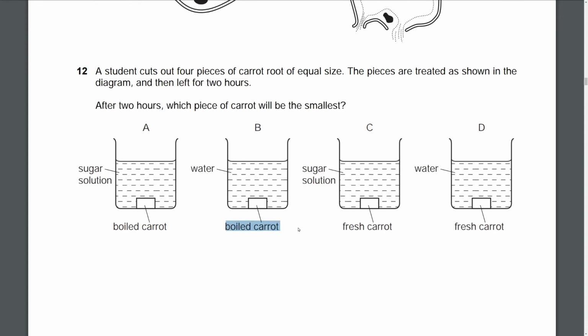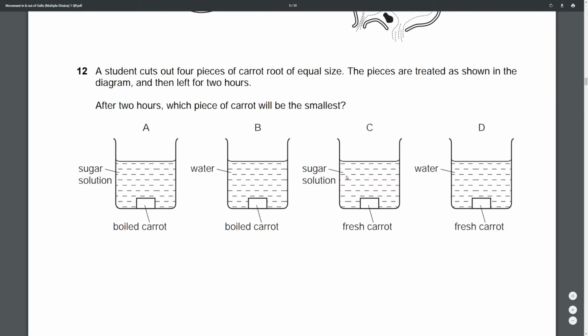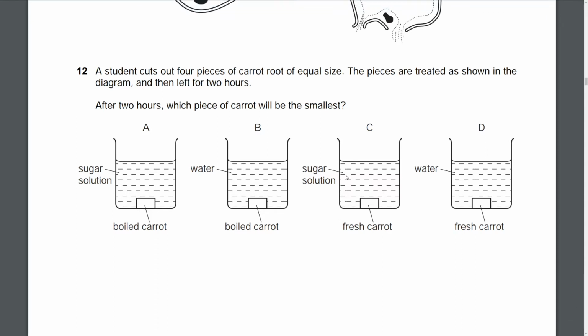So boiled carrots have already gone through the process of osmosis, and the cell membrane and cell wall have already been plasmolysed. So no reaction will occur here. So none of the boiled ones, so none of these. And we have C and D here. So this is where we might consider the sugar solution. Because the fresh carrot, as seen right here, has a high concentration. So with 2 pieces of carrot of equal size, this answer will be C.